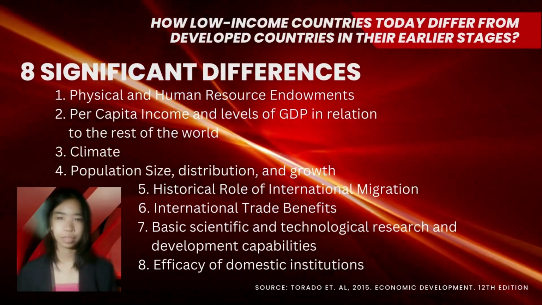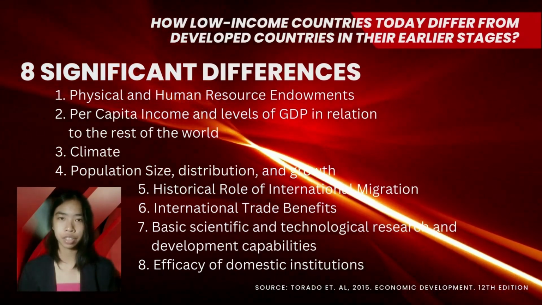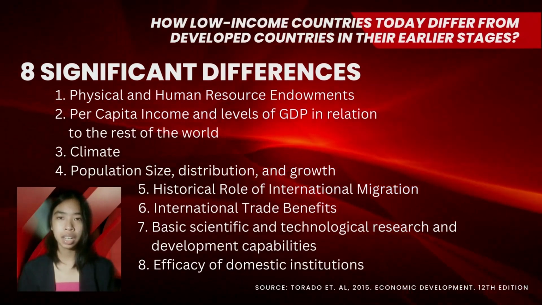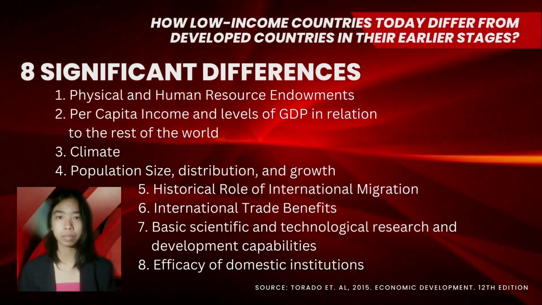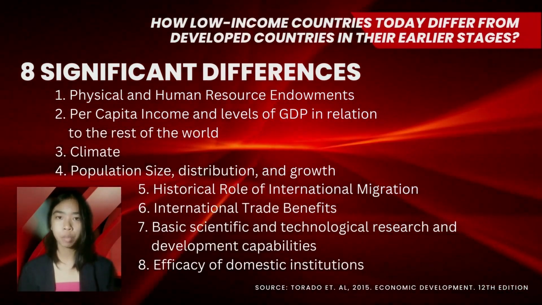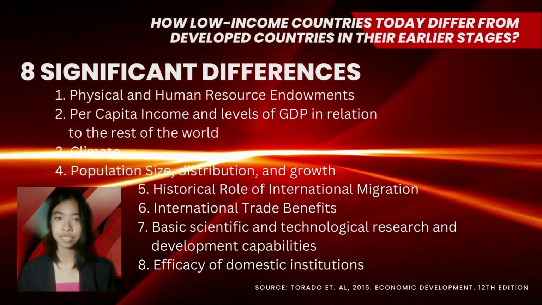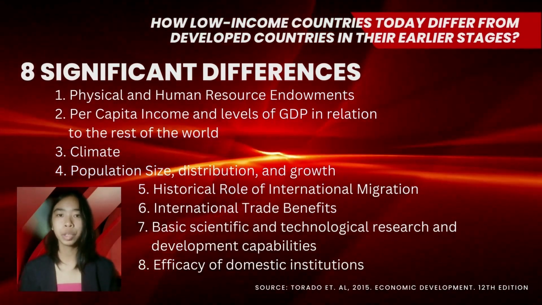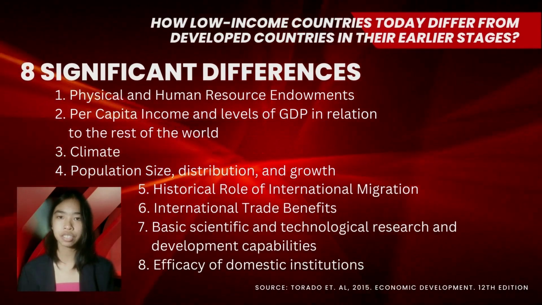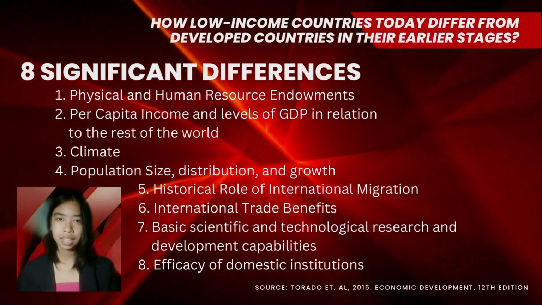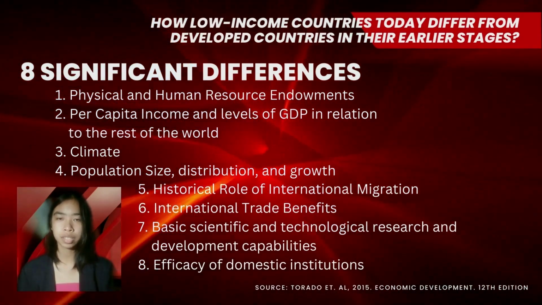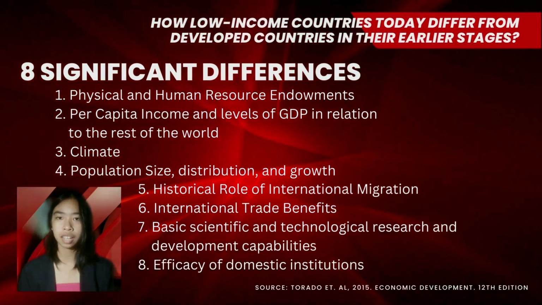Another difference is the relative levels of per capita income and GDP. The real per capita income in low-income countries is on average lower than it was for people in developed countries in the 19th century. In fact, around 40% of people living in developing nations are striving to make ends meet. Today's developing nations started their growth process at the bottom of the international scale of per capita income.